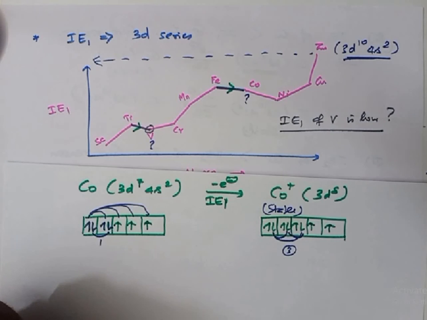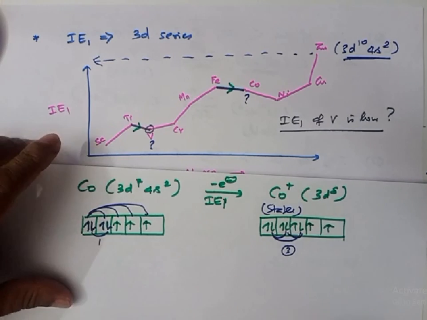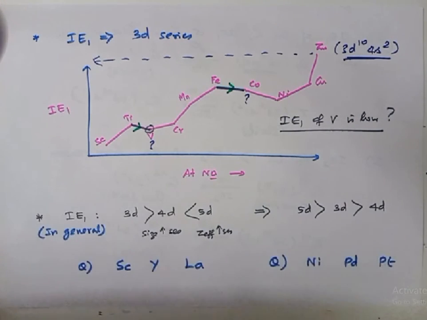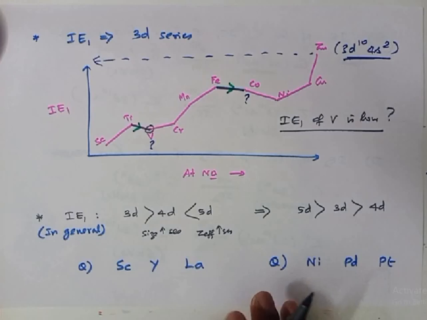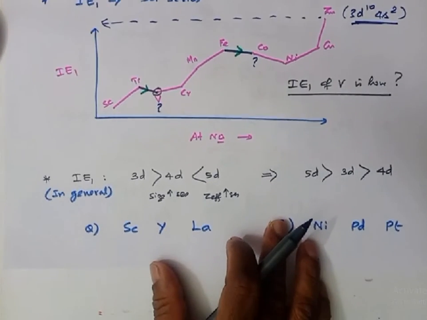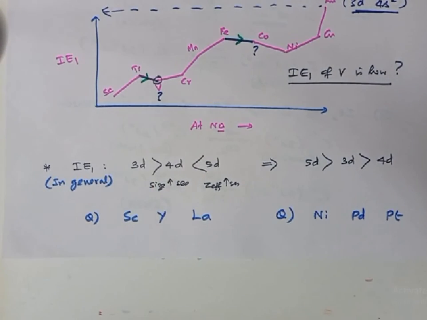Clear, student? Is this clear? Yes, sir. This is the way we explain the reason for the lower ionization energy. Now, the next point, student.